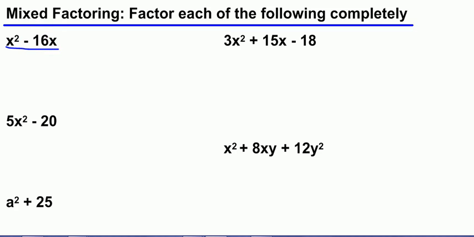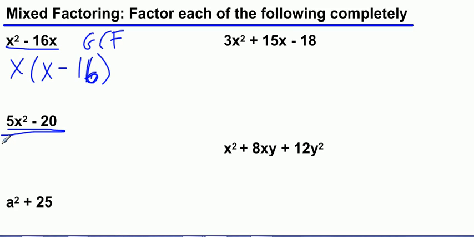So before you get ahead of yourself, you should be thinking GCF, and in this case, the GCF is x minus 16. There's not really anything else to do. If it was x squared minus 16, then we'd have more work to do. For this second one here, the GCF again is 5, and it's going to be x squared minus 4.